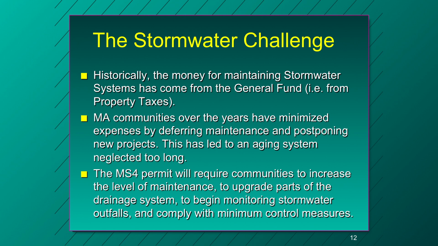The MS4 permit will require communities to increase the level of maintenance, to upgrade parts of the drainage system, to begin monitoring stormwater outfalls and comply with minimum control measures. So your spending on stormwater is going to be increasing over the next several years.